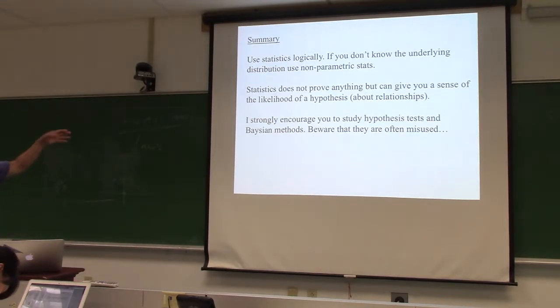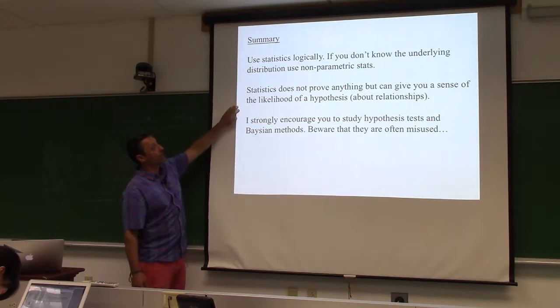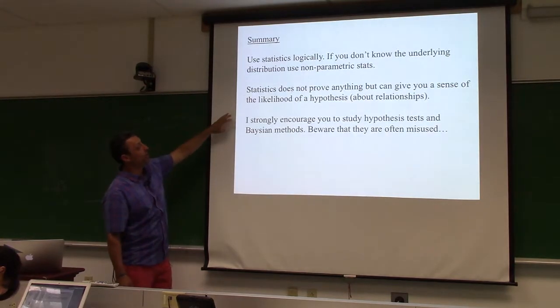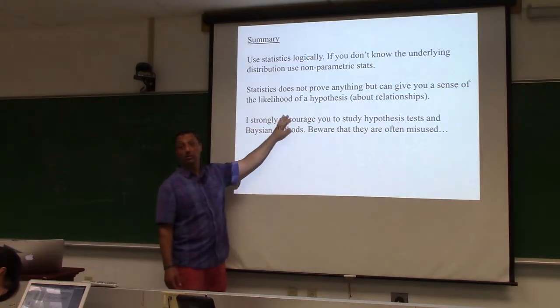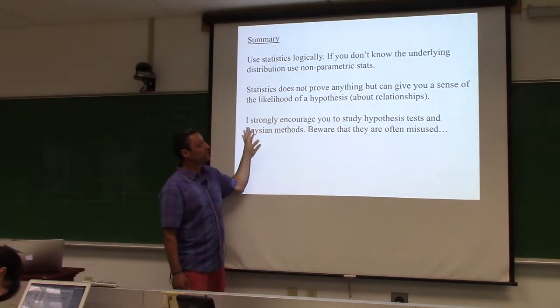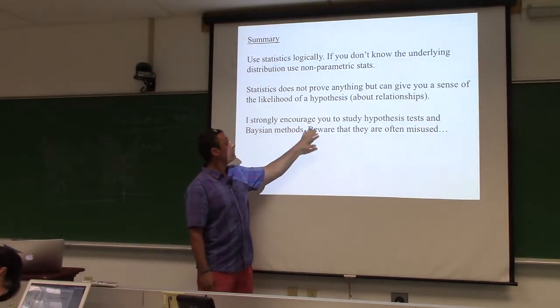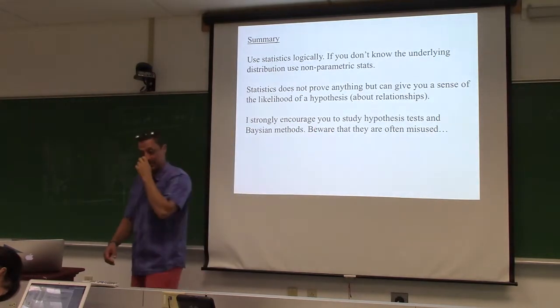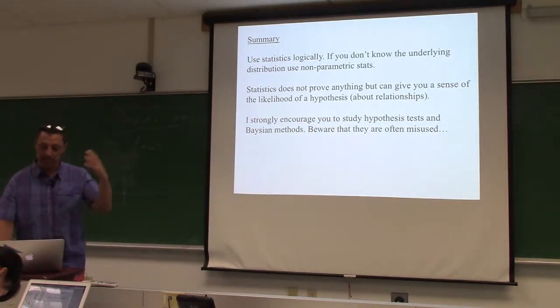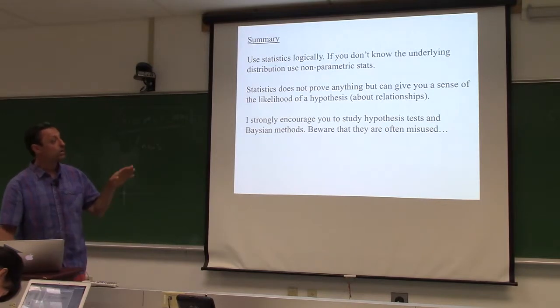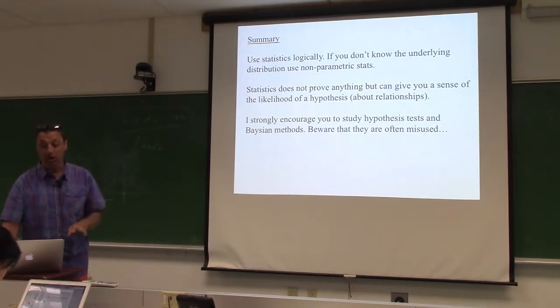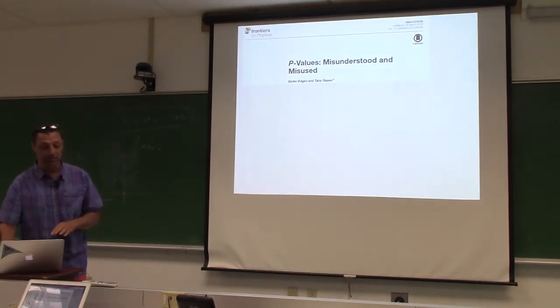Anyway, use statistics logically. If you don't know the underlying distribution, use non-parametric. Statistics does not prove any point, but it can give you a sense of the likelihood of hypotheses and of relationships. I strongly encourage you to study hypothesis testing and Bayesian methods. This is where a lot of the field is going. And beware that hypothesis tests, the p-test, the Student t-test, and all those are often misused. There have been a lot of papers on it recently. I don't know if you've seen them.